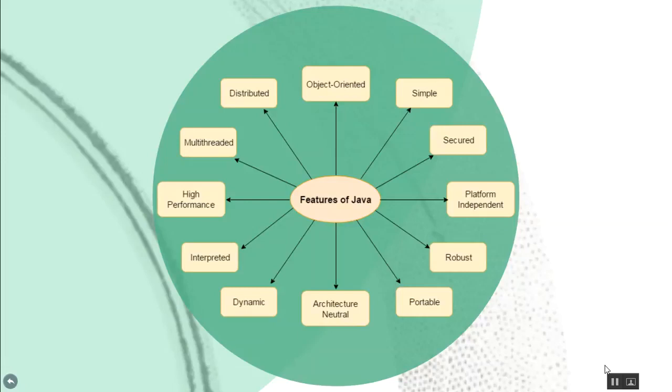Java is distributed. In terms of being distributed, Java provides the concepts of RMI and EJB, that is Remote Method Invocation and Enterprise Java Bean, which are used for creating distributed applications. And we may access a file by calling the method from any other machine on the internet.